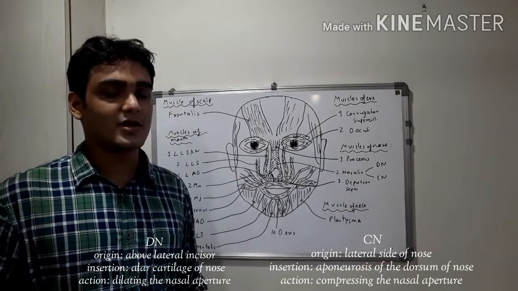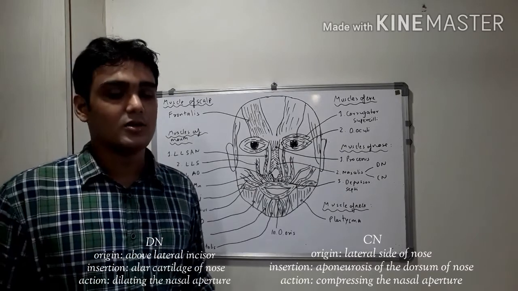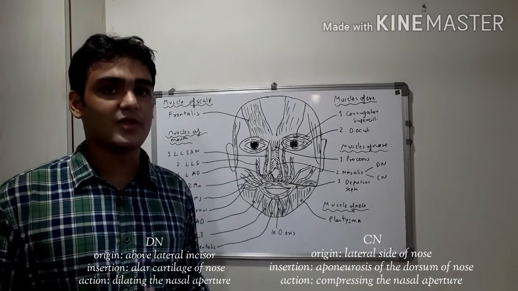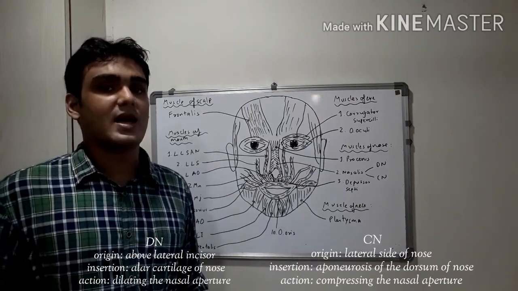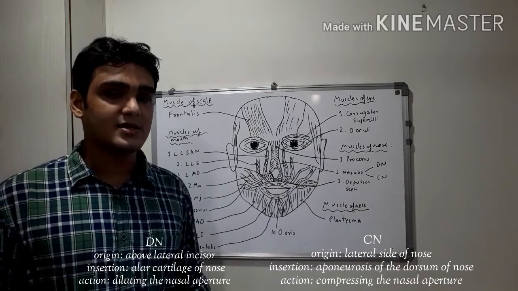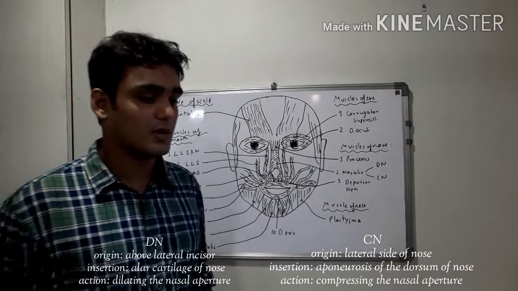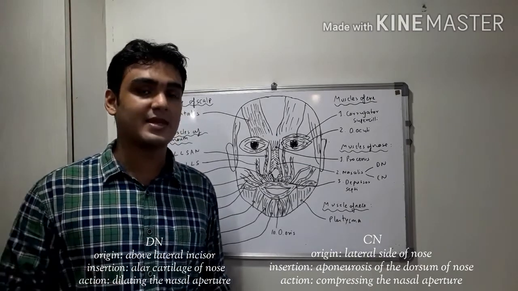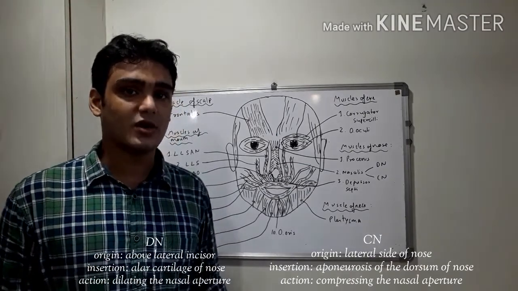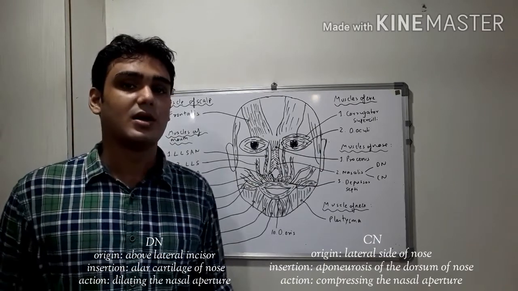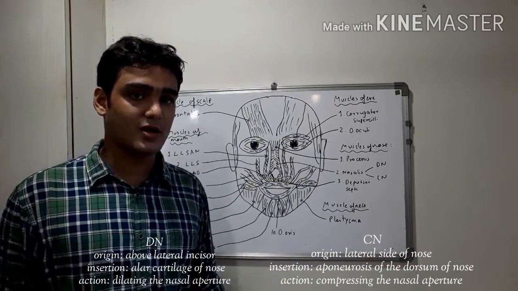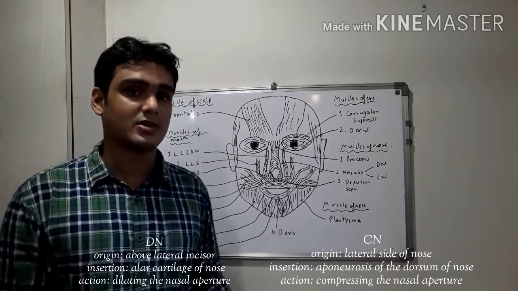Now, dilator naris has a function of dilating the nares, right? So it is inserted in the alar cartilage of the nose, and compressor naris is inserted at an aponeurosis. The aponeurosis is present in the dorsum of nose, and their actions are present in the name themselves. Compressor naris has the function of compressing the nasal aperture, and the dilator naris has the function of dilating the nasal aperture.